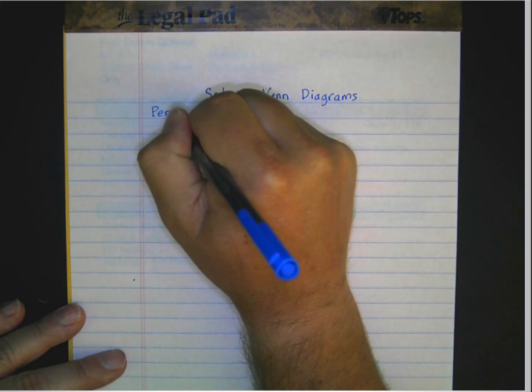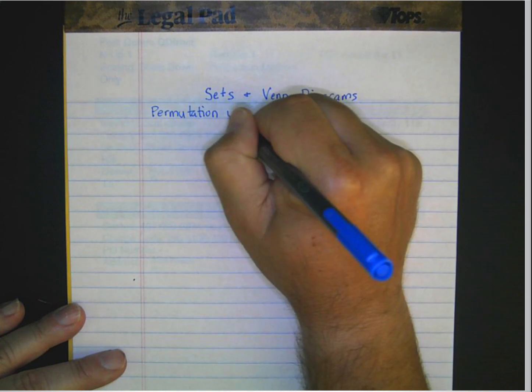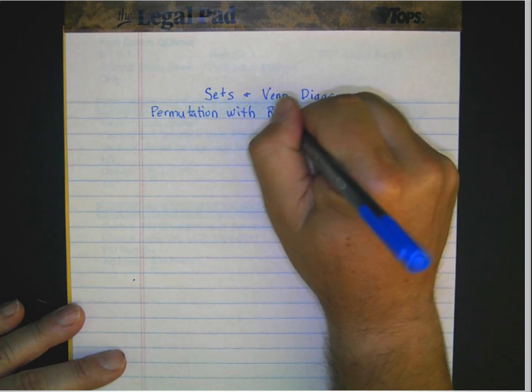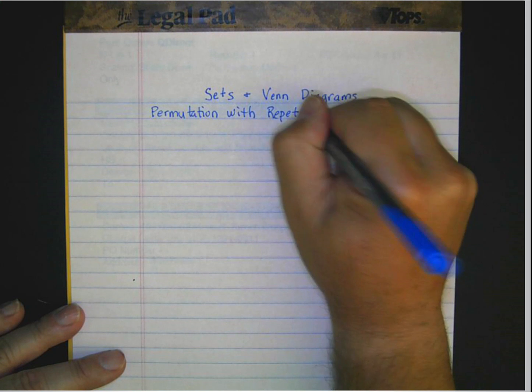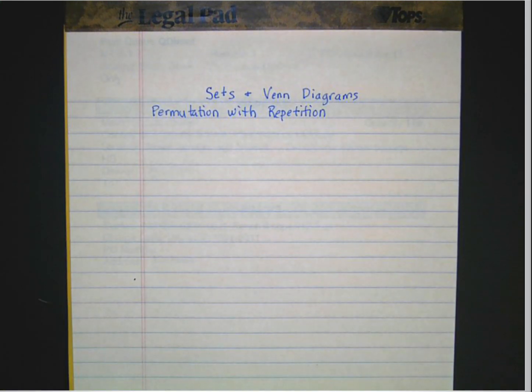Sometimes you are going to have a permutation with repetition. And what that means is that some of the letters or numbers are repeating. So you can't distinguish between a 5 and a 5. I mean, that is what it is.